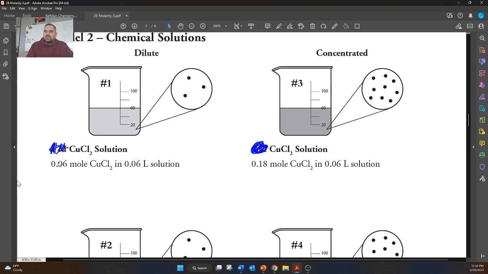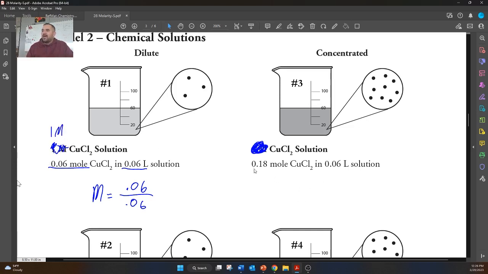So in this first one, we have 0.06 moles of copper chloride in a 0.06 liter solution. So molarity is going to be equal to 0.06 divided by 0.06. So what is our molarity for this first one? It's going to have a molarity of 1. So this is a 1 molar solution.